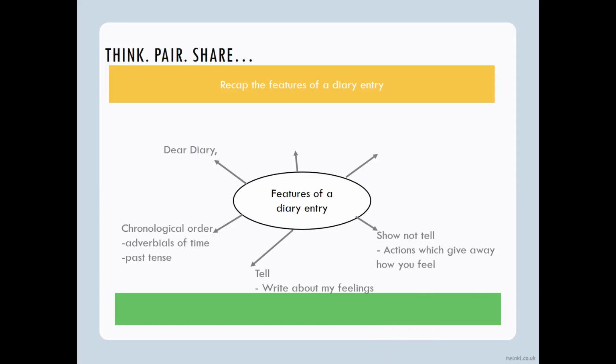I'd also include some show not tell. For example, listing some actions which might give away how I feel. I'd be writing in the first person because it is my diary. So I'd probably use pronouns like I, me, we, and us.